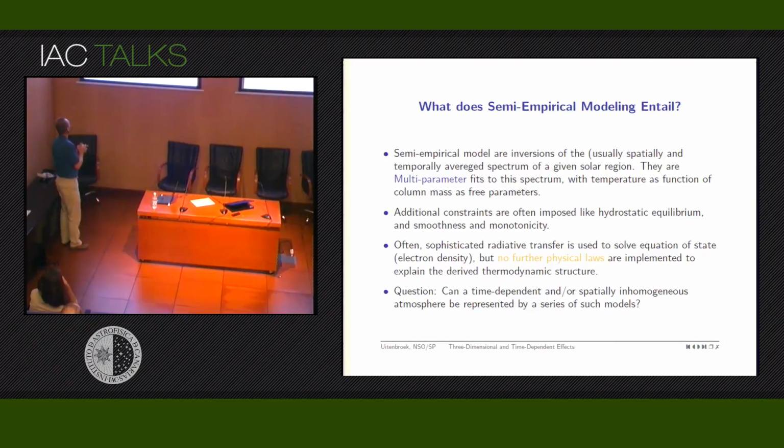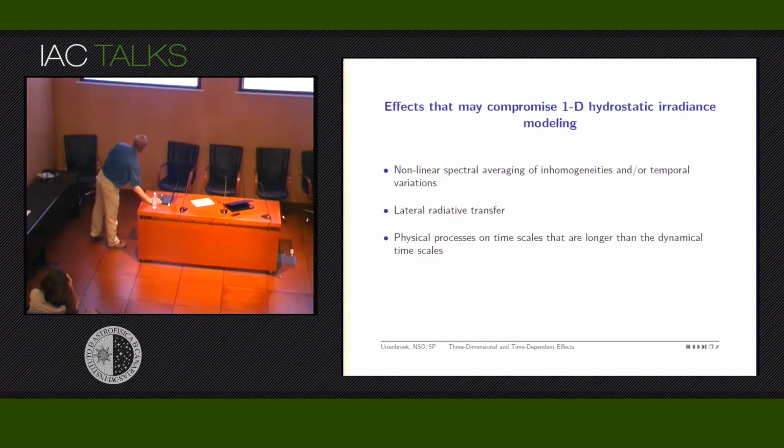And often in these models, sophisticated radiative transfer is used to solve the equation of state. This comes in addition to the equation of hydrostatic equilibrium, of course. But no further physical laws are implemented to explain the thermodynamic temperature. So there's no energy balance. It is really a semi-empirical model that tries to reconstruct a temperature on the basis of a hydrostatic model that matches the observed spectrum as well as possible. And the question is, again, can a time-dependent or spatially inhomogeneous atmosphere be represented as a series of such models? And I think the answer is actually a clear no.